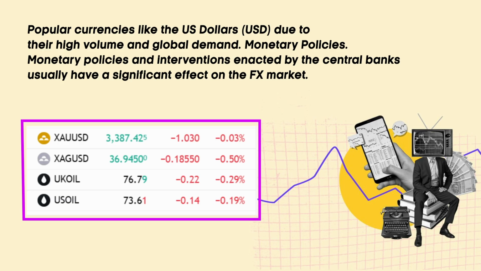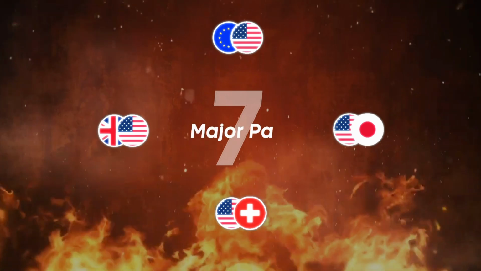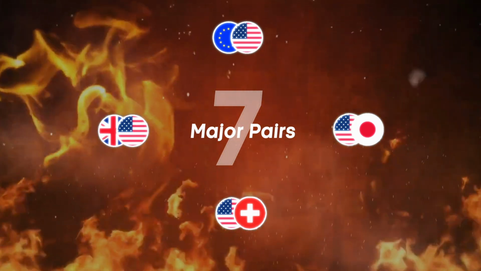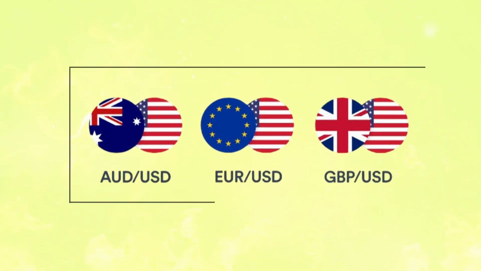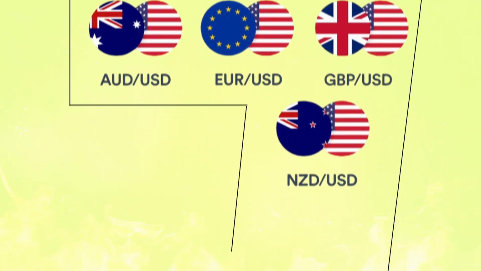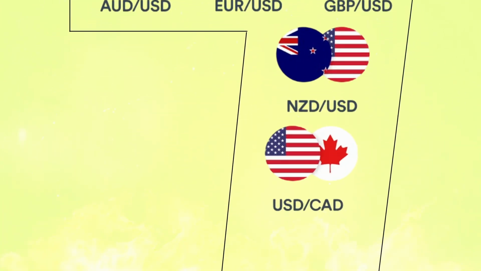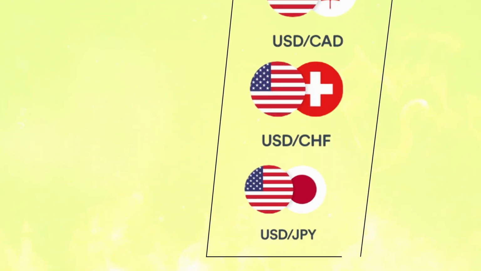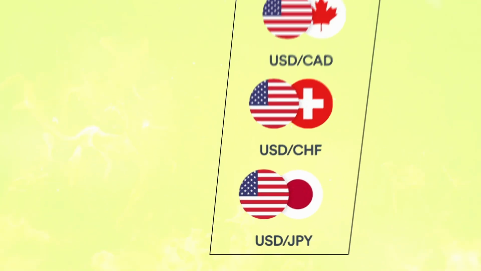After gold, silver and oil, we have major pairs. In this Forex world, there are 7 types of major pairs. These 7 major pairs are Australian dollar versus USD, Euro versus USD, Great Britain pound versus USD, then the combination of New Zealand dollar versus USD, Canadian dollar versus USD, then the currency of Switzerland, Swiss franc versus USD, and last but not the least, Japanese yen versus USD.